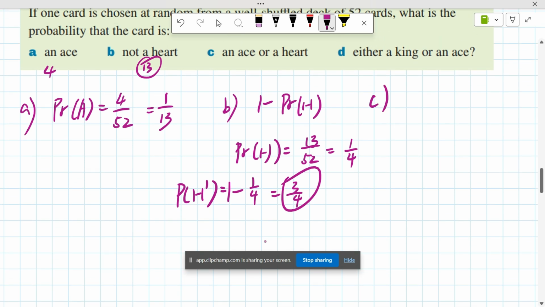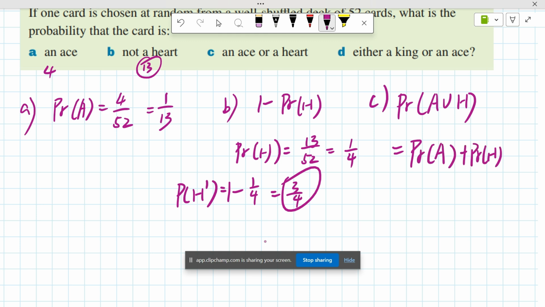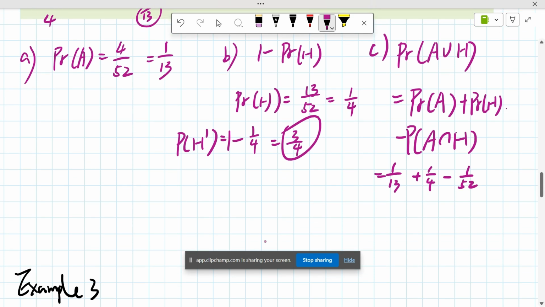And ace or a heart. This one, remember, means probability of ace or a heart, which is equal to probability of A plus probability of H minus probability of A intersection H. So that equals 1/13 plus 1/4 minus 1/52. Calculate this one, and we can use the CAS calculator, and then we can find 4/13, I think.